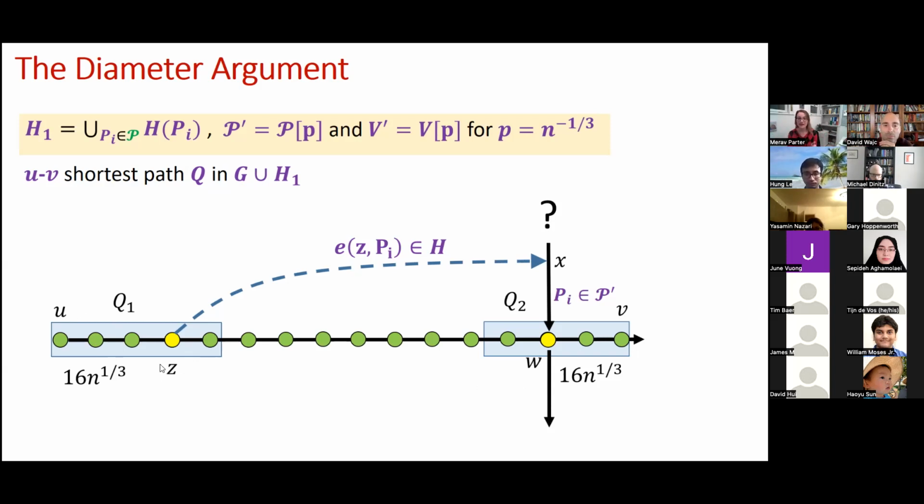This is easy, right? We sample every vertex with probability 1 over n to the 1/3, right? So that means that with high probability, the prefix contains at least one sampled vertex just by Chernoff. This is the easy part, okay? Now I'm going to the suffix. What I would like to show you is that with high probability, if you look at the suffix, there's going to be at least one node that lies on a sampled path in P prime, okay?